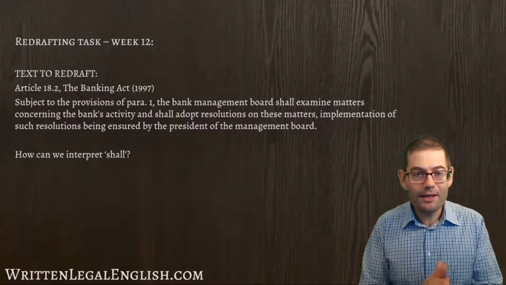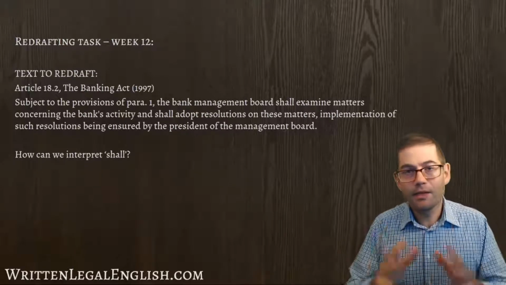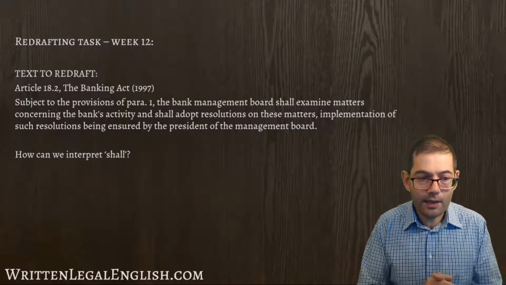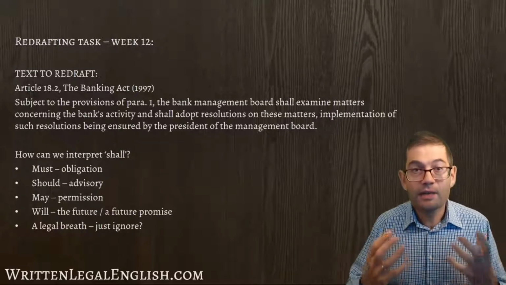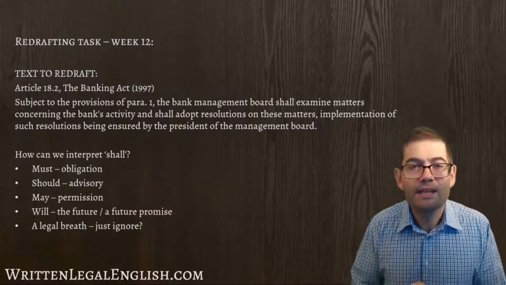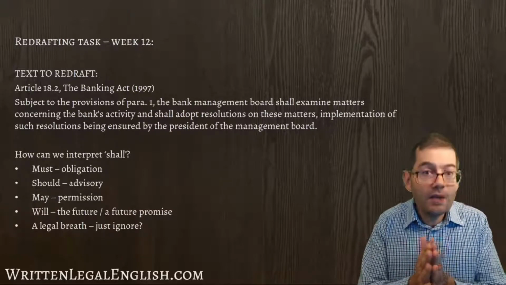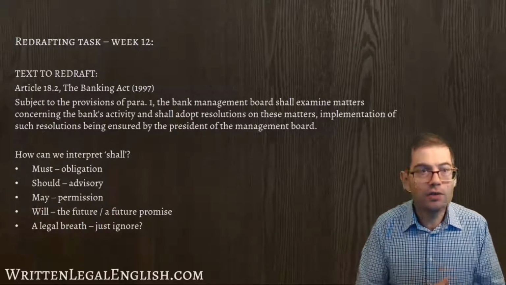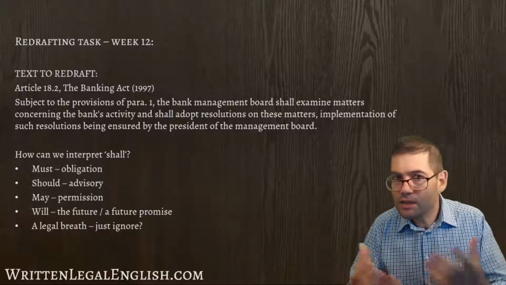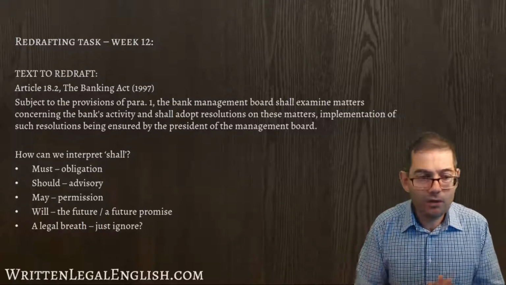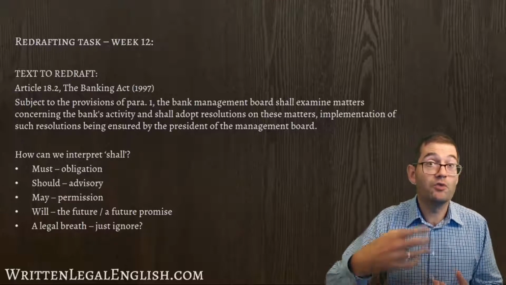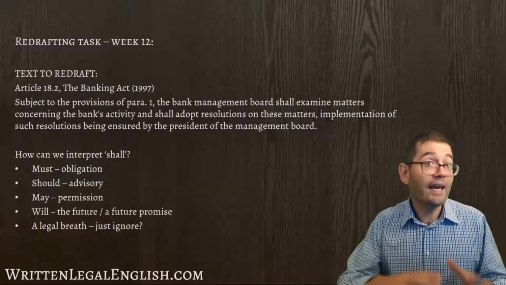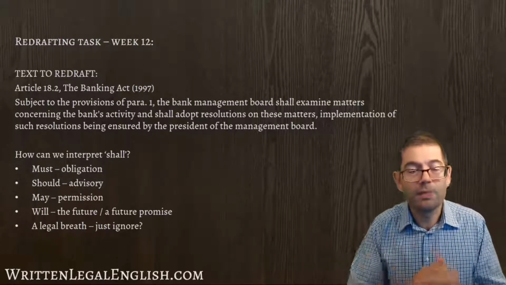Okay, on Tuesday I said that I've done lots of videos on shall, so this is going to be a very brief discussion of why shall is a word we should not be using in legal English. And the main reason is because it has been ruled by the courts as being ambiguous, which means it could be understood in 4 different ways. It could be understood as must, which creates an obligation, as should, which is advisory, so it gives you advice, may as regards permission, and will as referring to the future or a possible future promise. So those are the 4 ways that we can interpret shall as ruled by the courts.